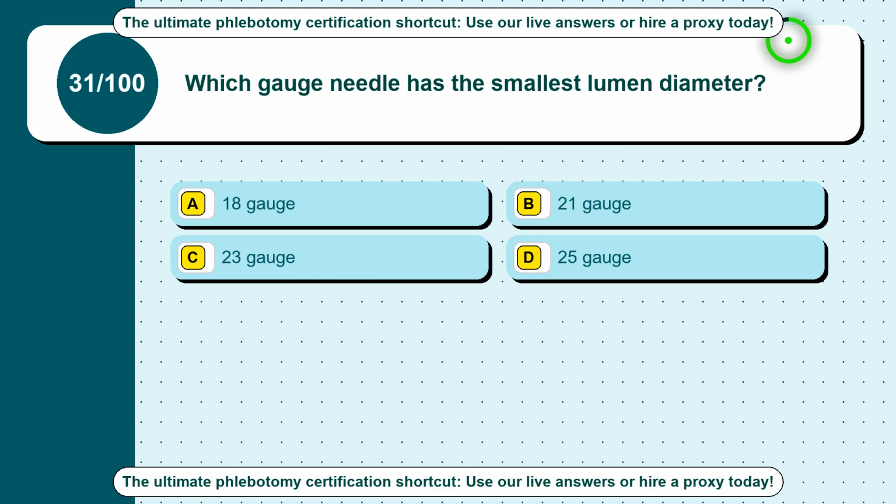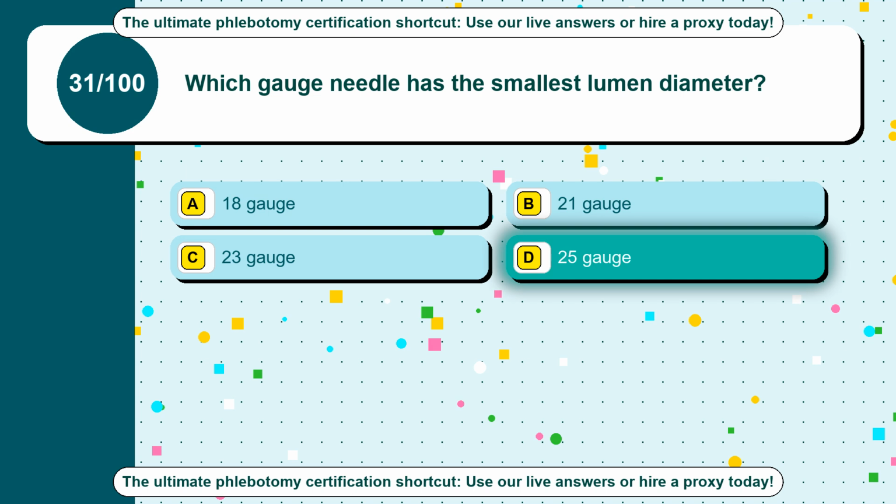Question 31. Which gauge needle has the smallest lumen diameter? Option A, 18 gauge. Option B, 21 gauge. Option C, 23 gauge. Option D, 25 gauge. The correct answer is option D, 25 gauge.